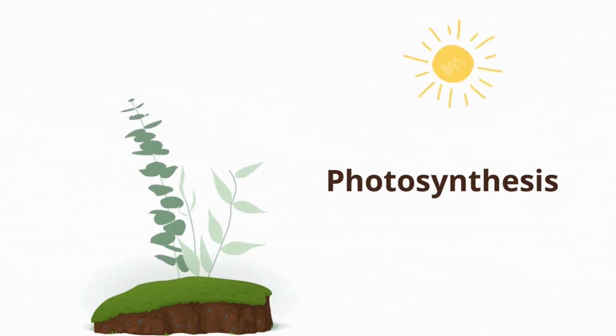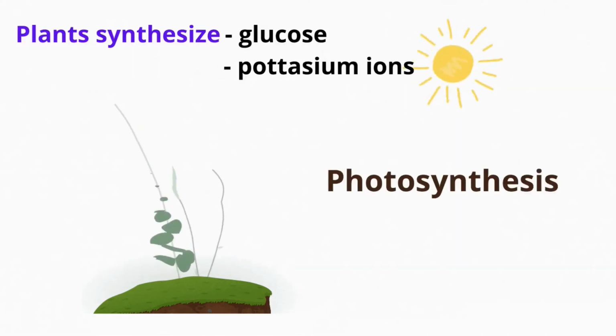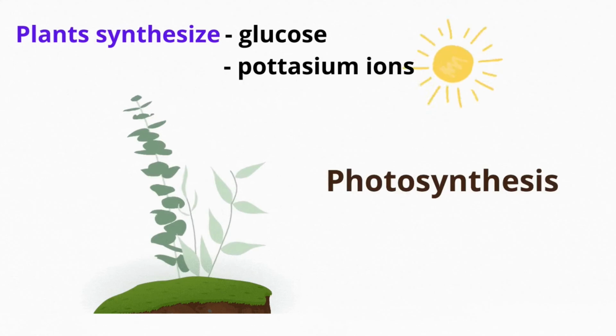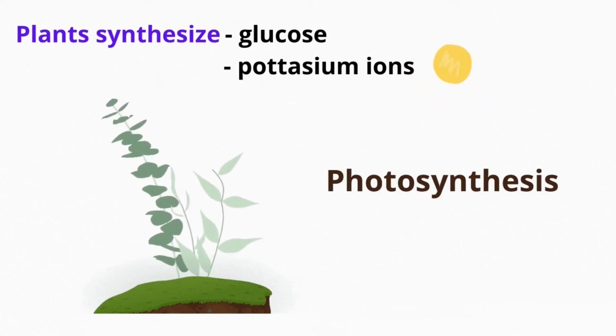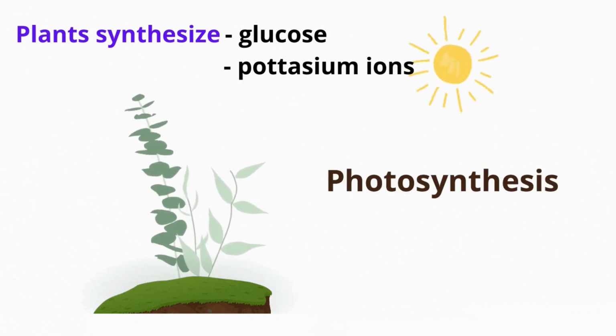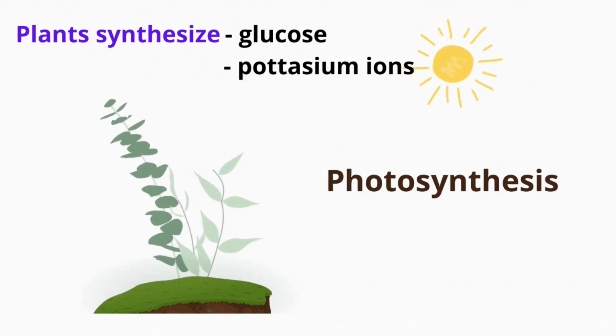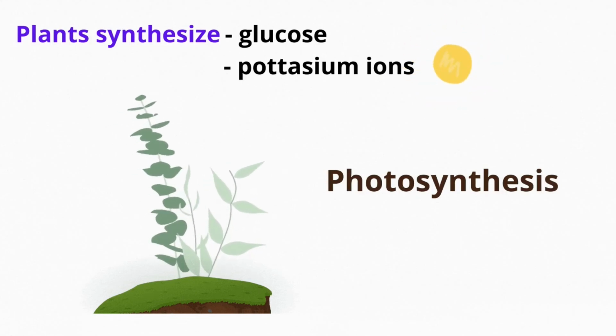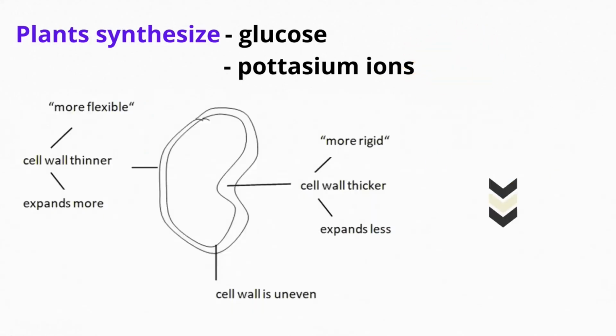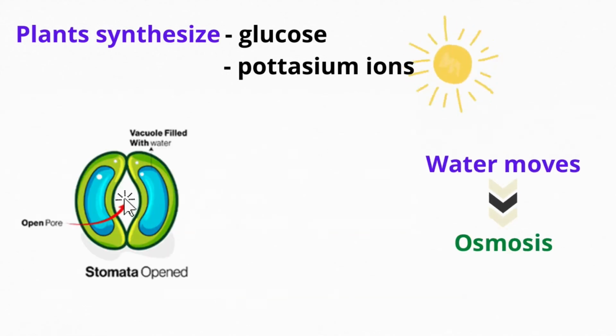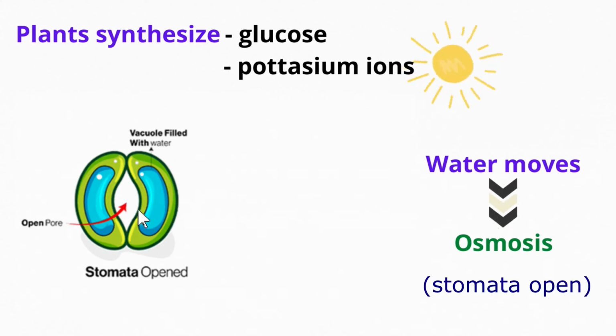During the day, plants synthesize glucose, and potassium ions are actively pumped into the cell. Potassium ions and glucose lower the water potential of the guard cells. Remember, water moves from high to low potential. So, water moves inside the guard cell through osmosis. Guard cells expand and become turgid, and the stomata open.